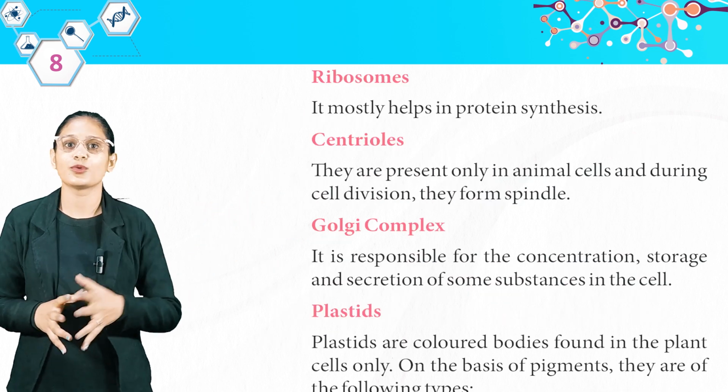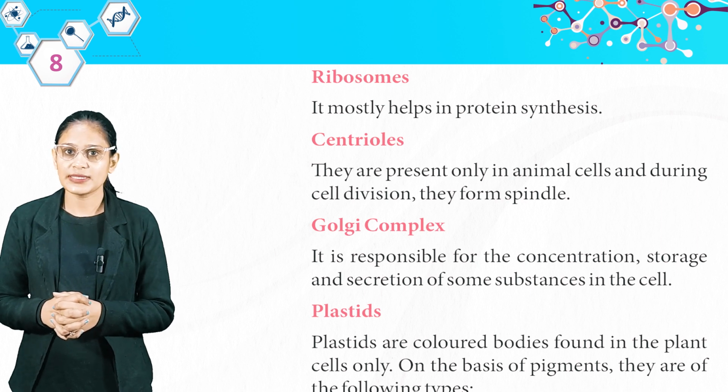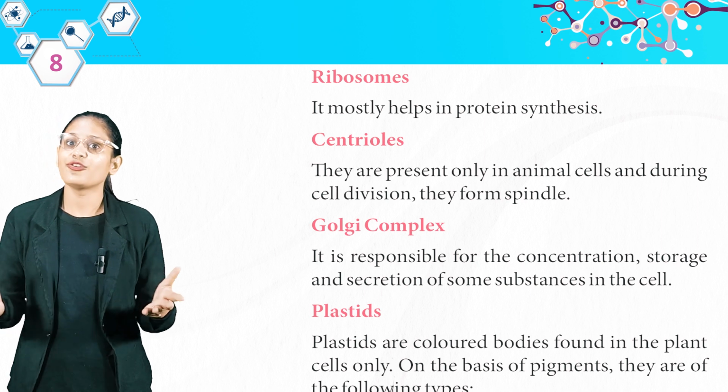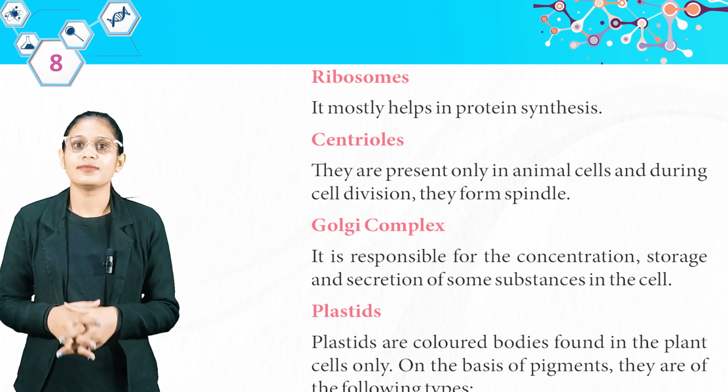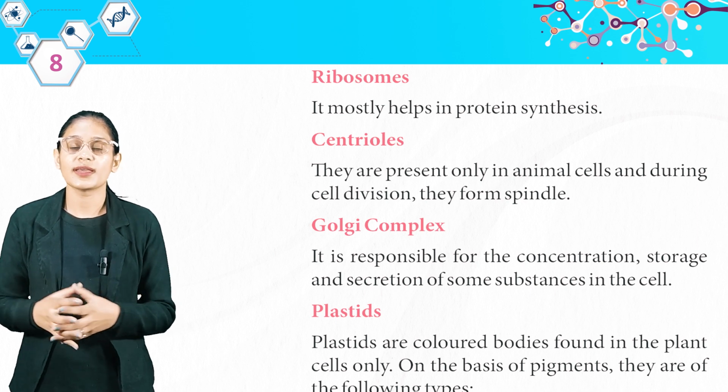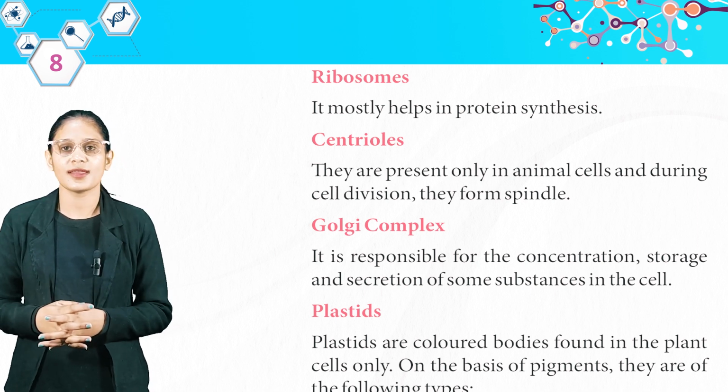Then we have ribosomes. It mostly helps in protein synthesis. Then, centrioles. They are present only in animal cells and during cell division, they form spindle. Here, Golgi complex. It is responsible for the concentration, storage and secretion of some substances in the cell.